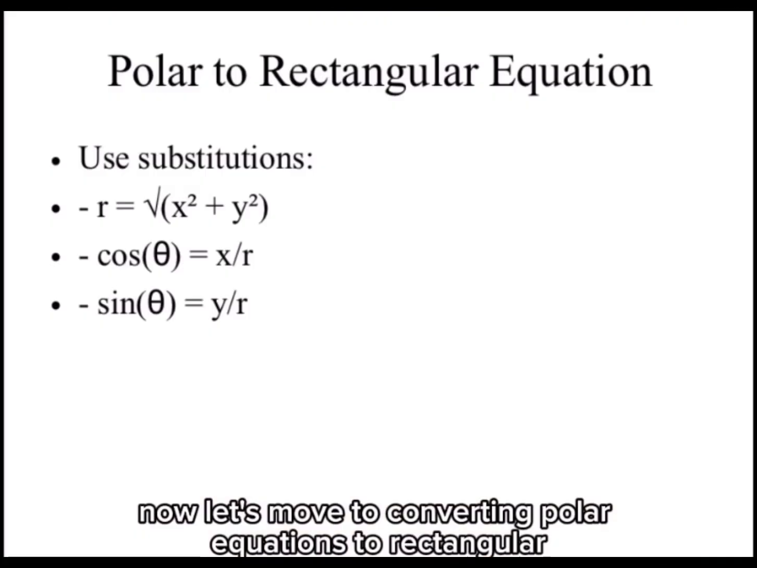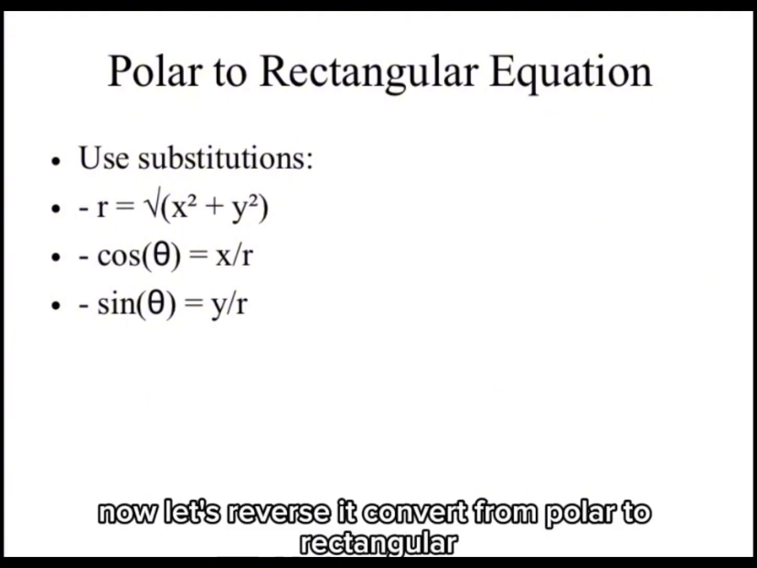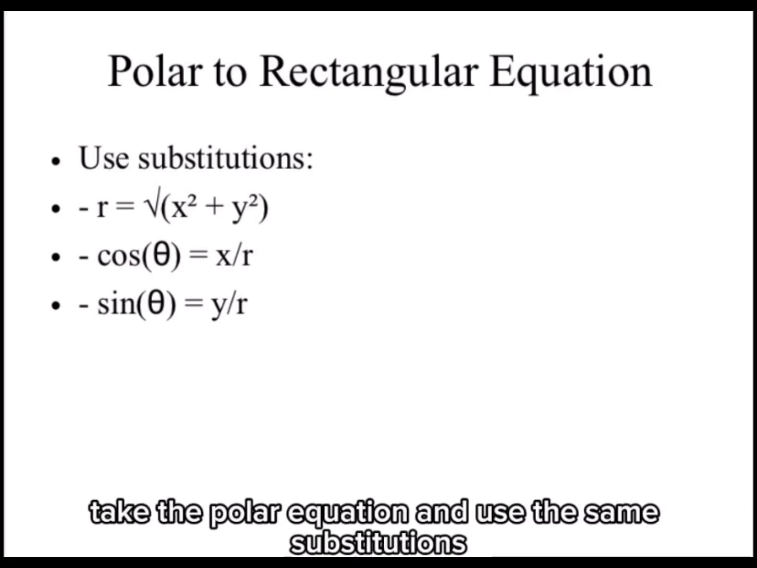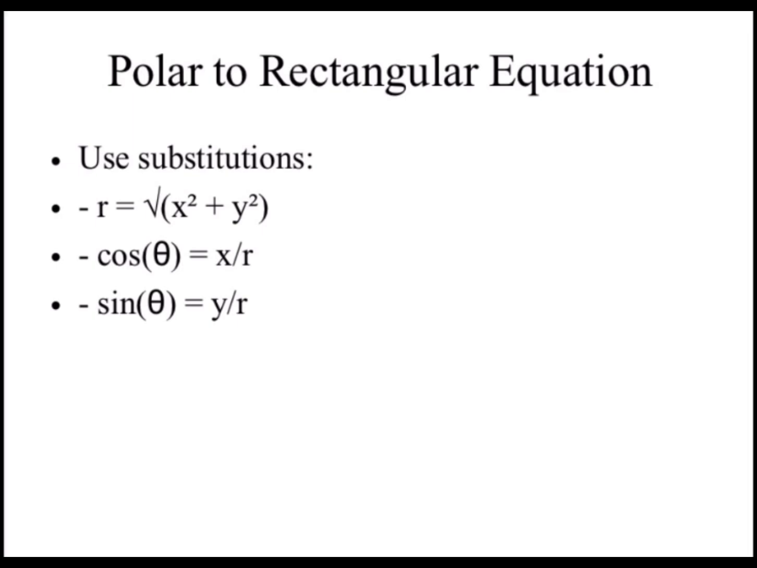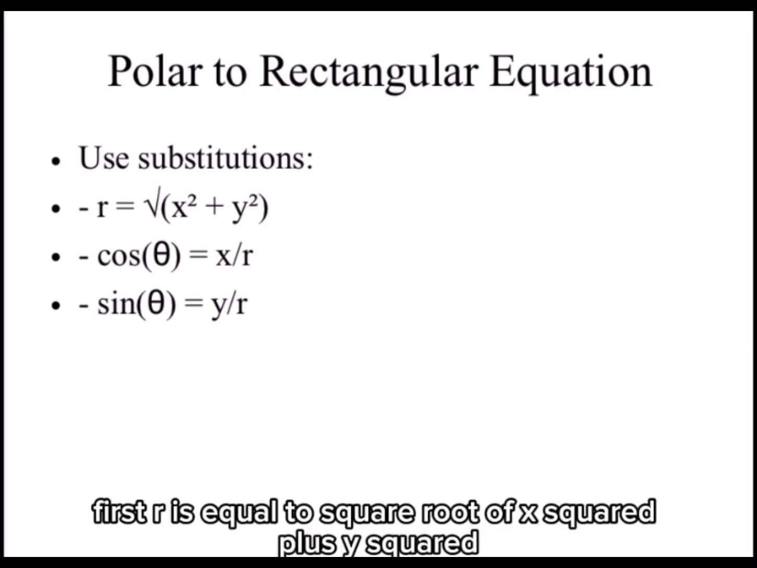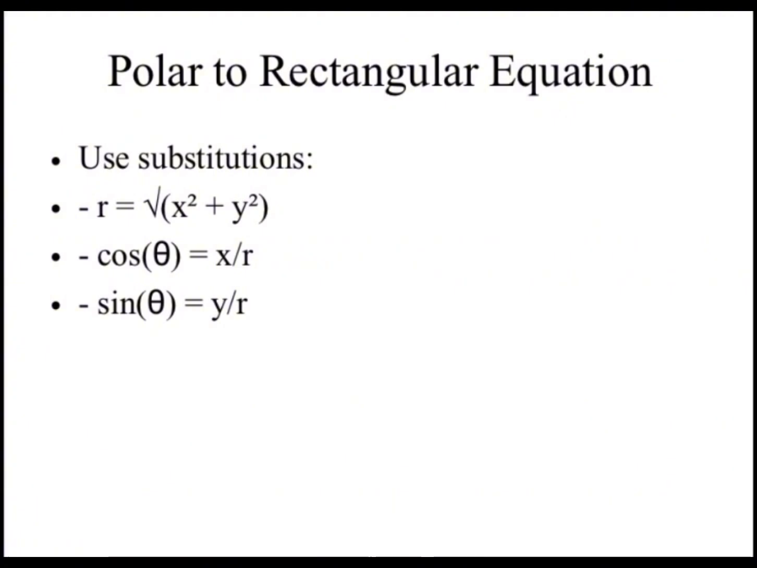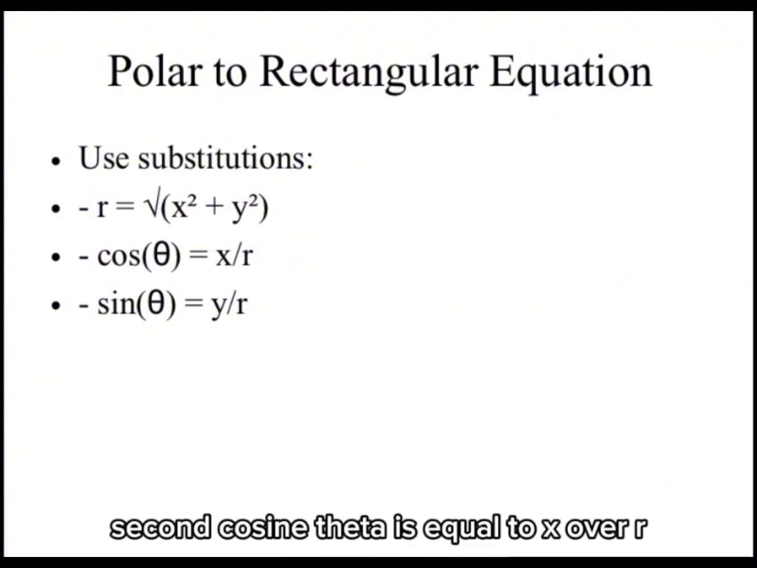Now, let's move to converting polar equations to rectangular. Let's reverse it. Convert from polar to rectangular. Take the polar equation and use the same substitutions. First, r is equal to square root of x squared plus y squared. Second, cosine theta is equal to x over r. And lastly, sine theta is equal to y over r.